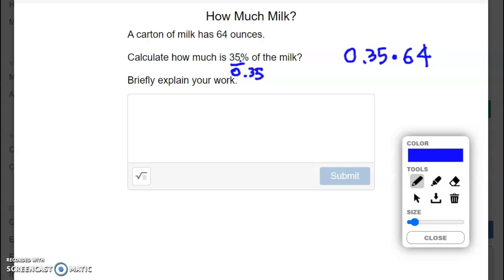It is like moving the decimal places 2 to the left. Okay, 0.35 of 64 is going to be, using the calculator, and that's going to be 22.4. So I know that 1% of 64 ounces is 0.64. So you multiply that by 35 is what I did.